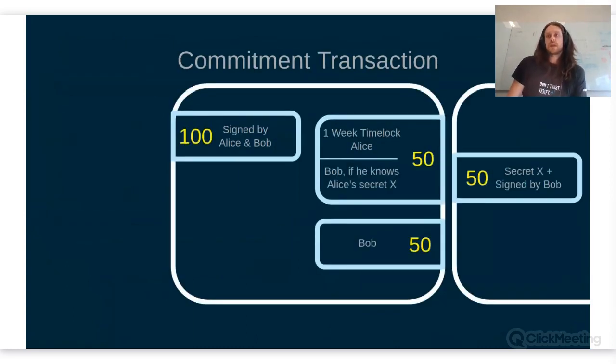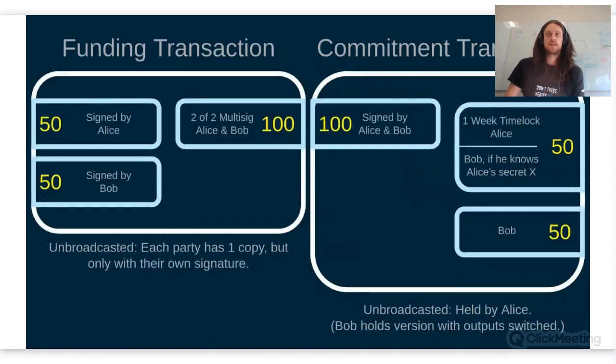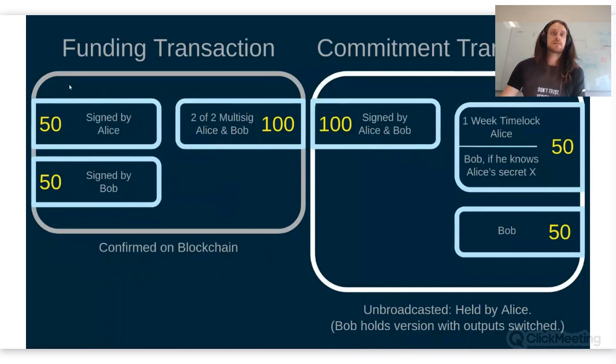So now, here's just a visualization of that. If someone knows a secret, they can claim the output, and the other spend condition is no longer valid. So once they both have this version of the commitment transaction, they both feel secure, they both can sign this transaction and broadcast it. And once this gets confirmed on the blockchain, they have an open channel.